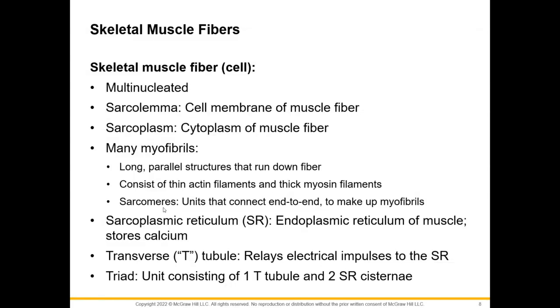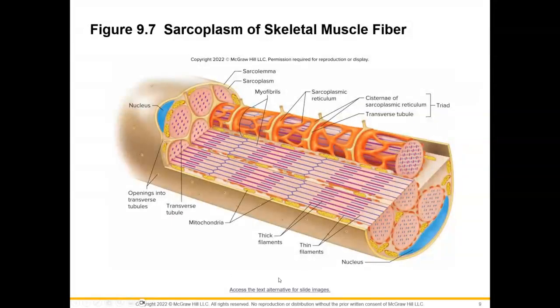Transverse tubules, or T-tubules, relay the electrical impulses to the sarcoplasmic reticulum. And then you have triads, which are units that consist of a tubule and two SR cisternae, or two sarcoplasmic reticulum cisternae. Okay, so this is the close-up. This is a muscle fiber.